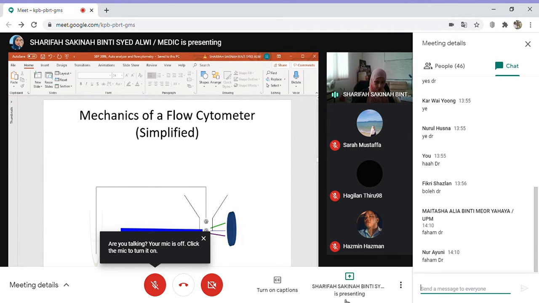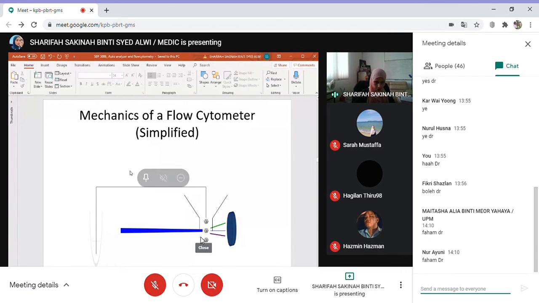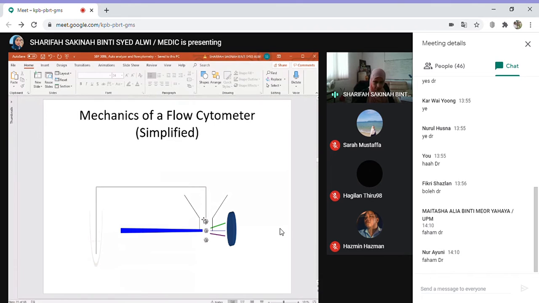So this is the fluidics part. Then it comes here, and this is the laser. When it enters this part, this is what we call the optic part. Can you see the laser shoot at the cells?